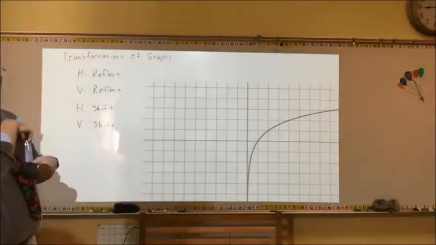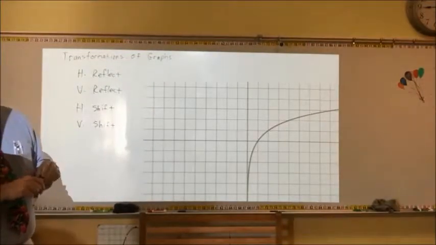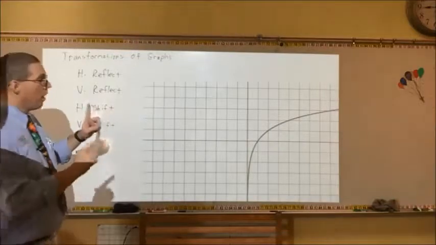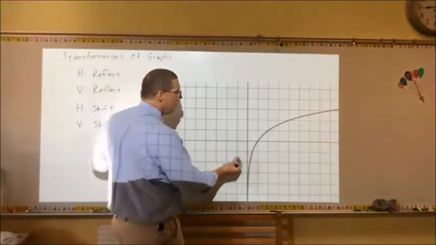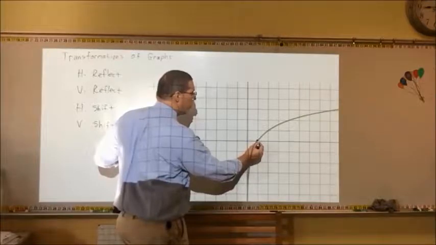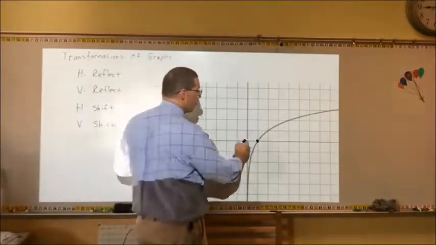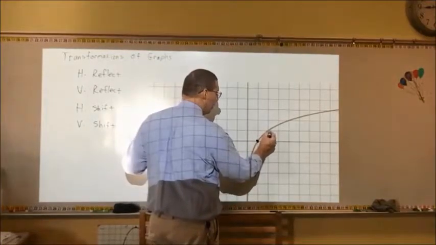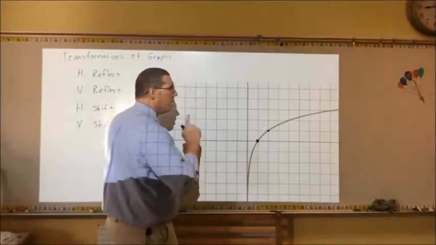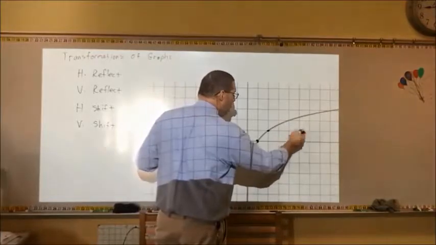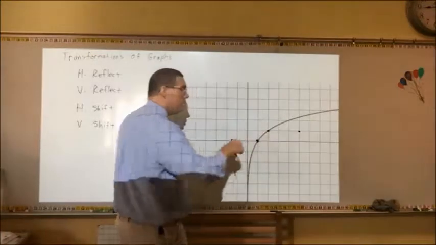Do you know how I know it's log base 2? What's that? Yeah, because, watch this. Now you know they all go through the point (1, 0), right? But this one goes through the point (2, 1). So it must be a base of 2. If it went through the point (5, 1), then it would be log base 5.